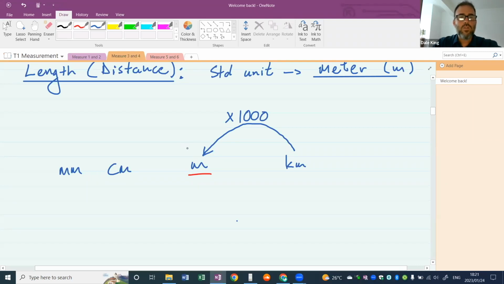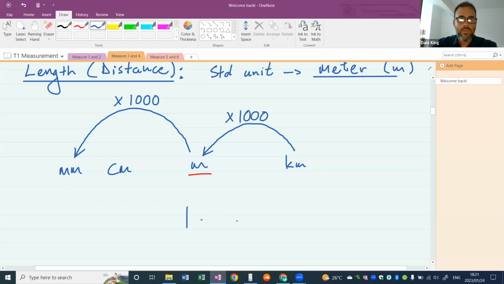Then let's do meters to millimeters. Okay, this jump is similar. From meters to millimeters, we also have to times. We're going from a bigger unit to a smaller unit. We also have to times by 1,000. So there are 1,000 millimeters in every 1 meter.